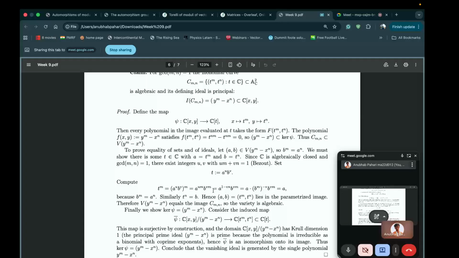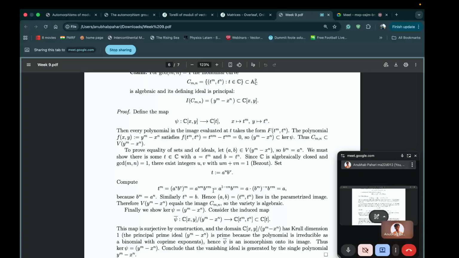The polynomial f(x,y) equals y to the power m minus x to the power n satisfies f of t to the power m comma t to the power n equals t to the power nm minus t to the power nm equals 0. So y to the power m minus x to the power n belongs to the kernel of psi. Thus C of m,n belongs to V of y to the power m minus x to the power n.